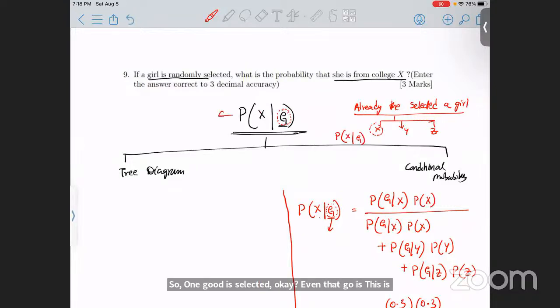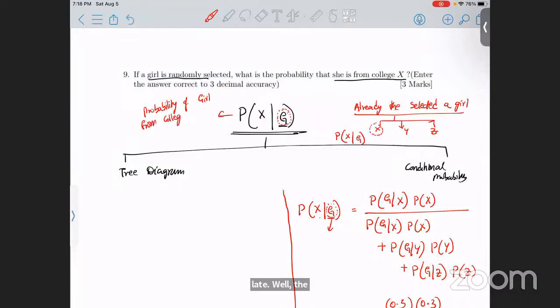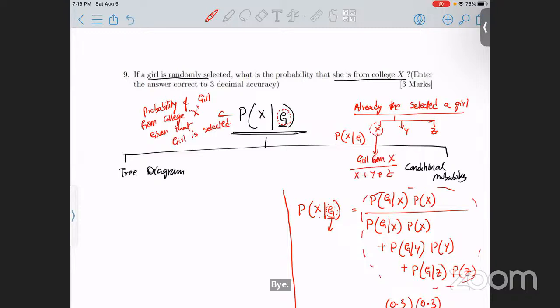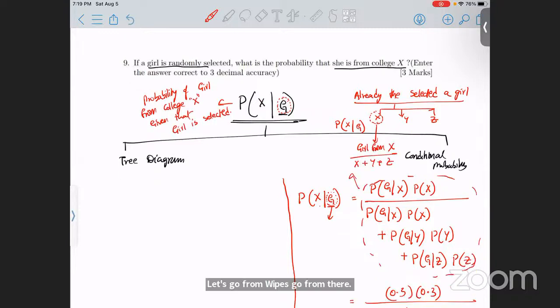This is like probability of goal from college X given that goal is selected. Or we pick only goal, so that's why it is probability from X. Here, if you observe, this formula is goal from X divided by goal from X plus goal from Y plus goal from Z. Are you getting this? Yes, got it, sir.